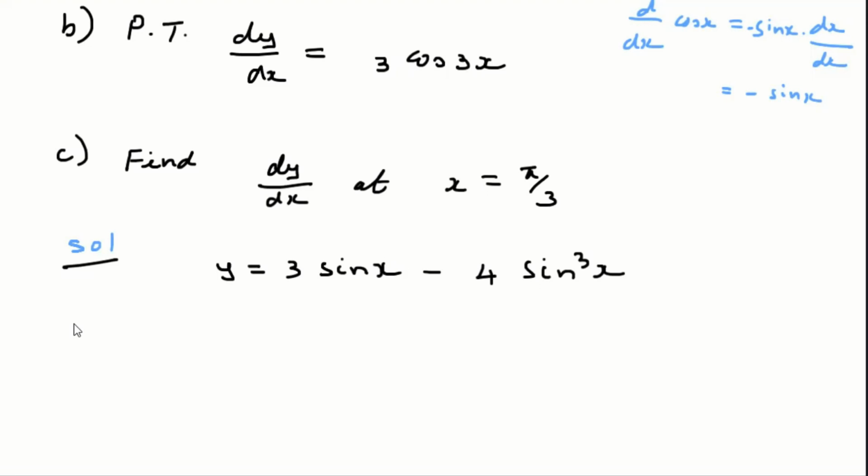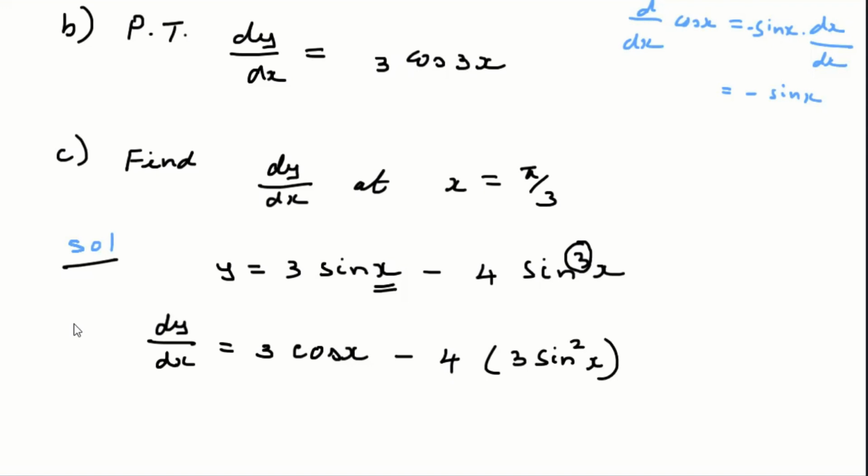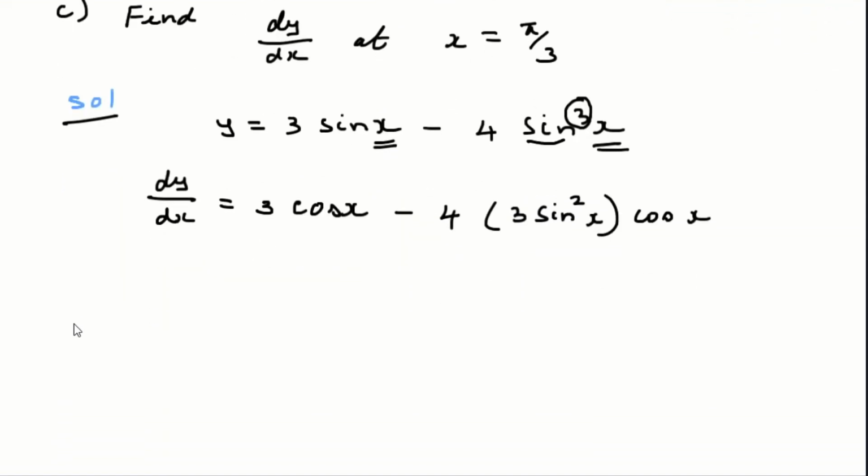Normally the children, once seeing the sum, will start proceeding like this: dy by dx is equal to 3 times the differential of sin x, which is cos x, minus 4. First comes the power rule, correct? So this is 3 sin square x. So first I have differentiated the power. Then I should go with differential of sin is cos and differential of x is 1. So this is how we will write the answer.